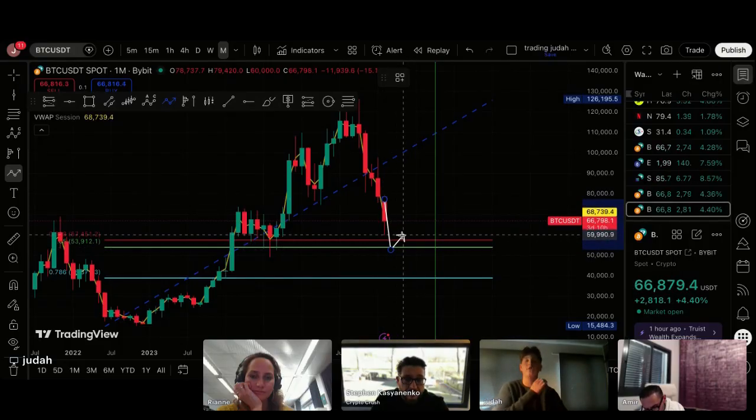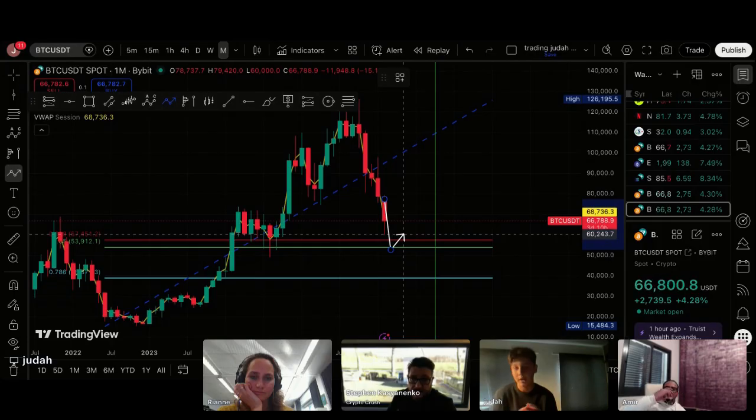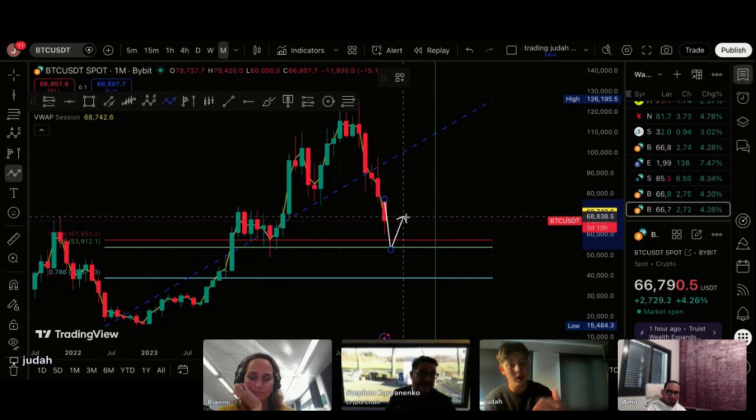In my opinion, there's no chance we get no type of reaction. We're going to get some type of reaction because this is the Fibonacci golden pocket. This is the king of all golden pockets. This is from the bear market low to the bull market high. You're not going to get any support level bigger than this. This is the support level.